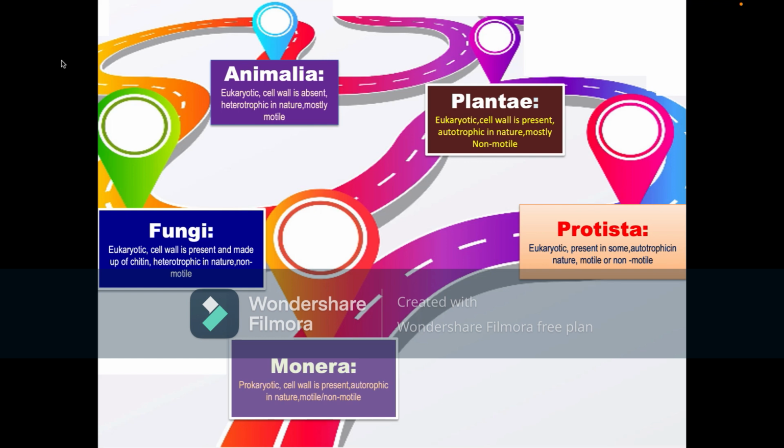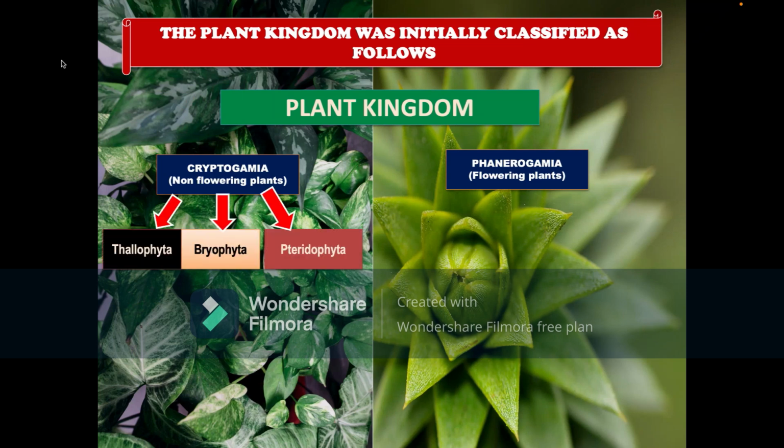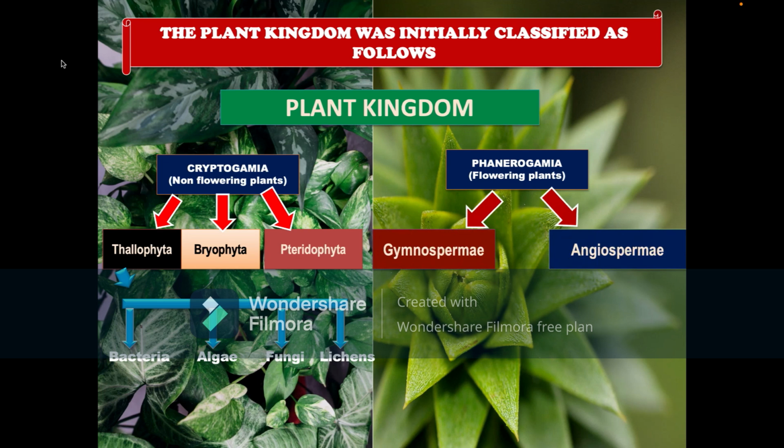Then under kingdom Plantae, these are eukaryotic multicellular organisms with a cellulose-based cell wall. They are autotrophs, meaning they produce their food through photosynthesis. All plants are included under this kingdom. The plant kingdom was initially classified as follows: Cryptogamia and Phanerogamia. Under Cryptogamia, all non-flowering plants were included, further subdivided into Thallophyta, Bryophyta and Pteridophyta. Under Phanerogamia, all flowering plants were included, further subdivided into Gymnosperm and Angiosperm.